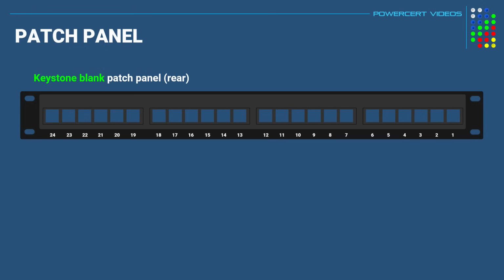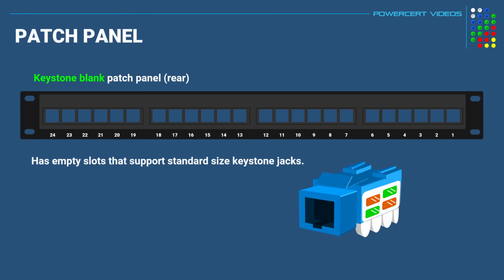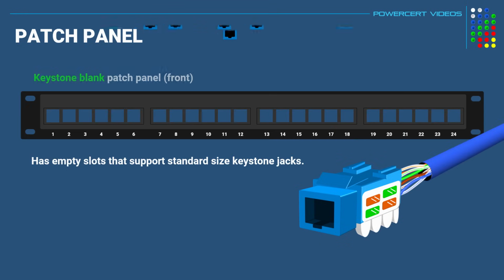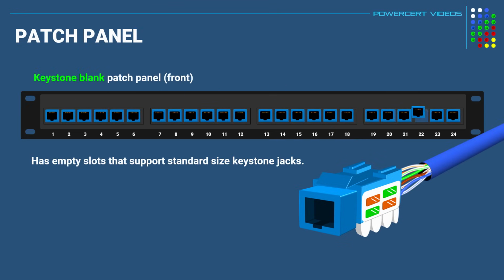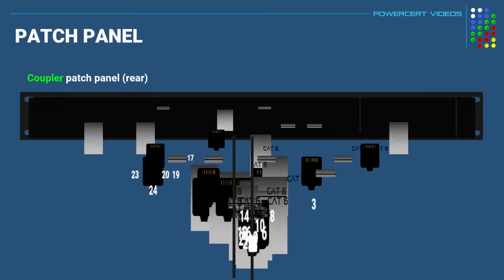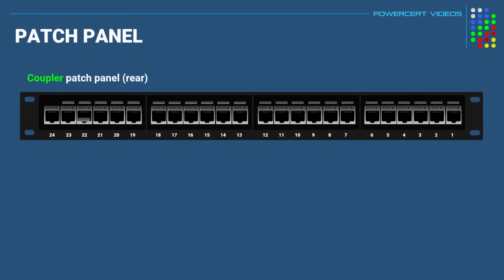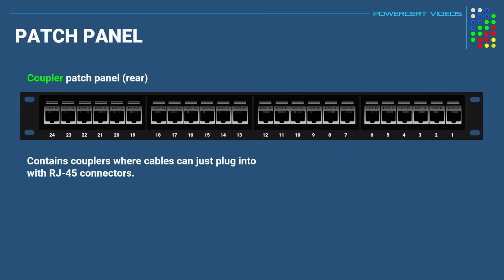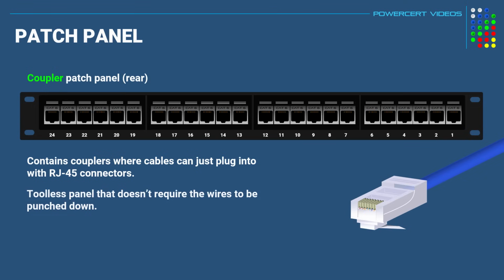These panels have empty slots that support standard-sized keystone jacks. So instead of the wires being punched down directly into the patch panel, the wires are punched down into standard keystone jacks, and then those jacks are inserted individually into the patch panel. And another type are coupler patch panels. These panels contain couplers where cables can just plug in with RJ45 connectors. So these are toolless panels that don't require the wires to be punched down.